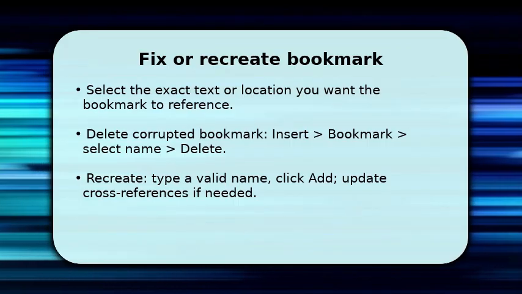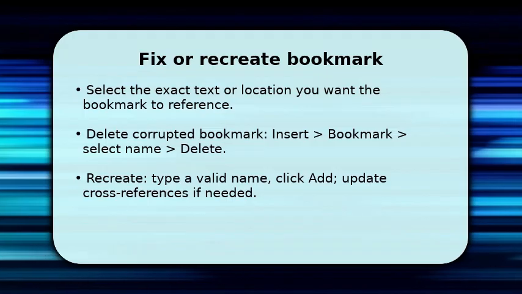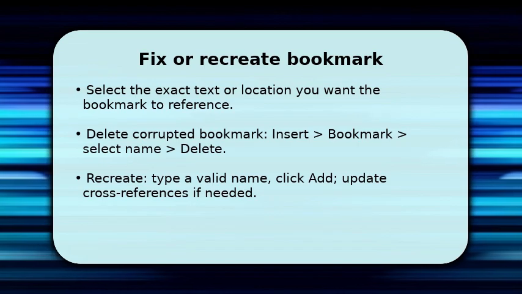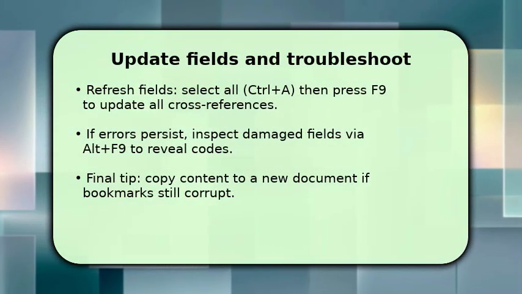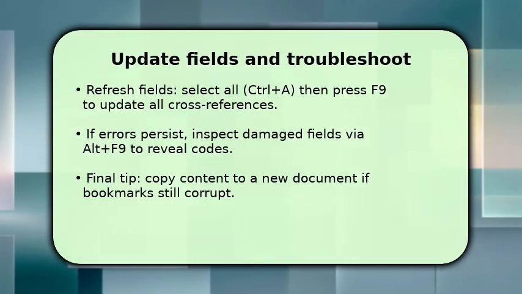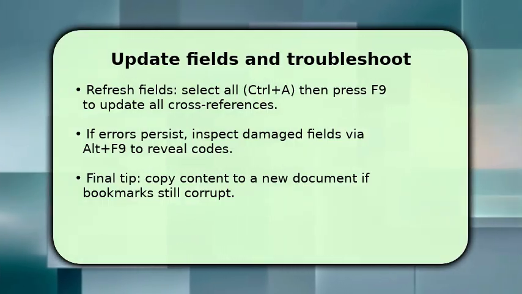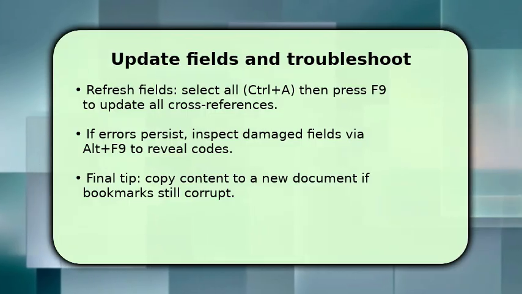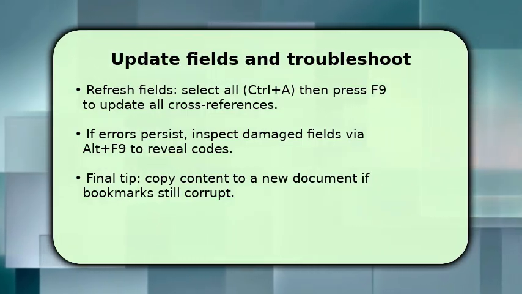Once done, update fields and cross-references with Ctrl plus A then F9 so any references reflect the new bookmark, which prevents stale links elsewhere in the document. To finish, update every field so those bookmarks resolve correctly. Press Ctrl plus A then F9. This forces cross-references and table of contents entries to refresh.